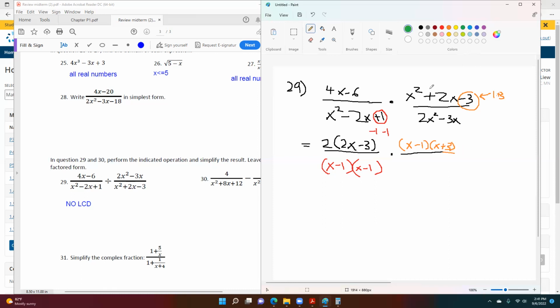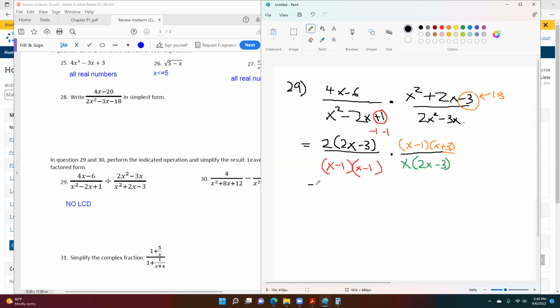And for the last one, which is this fellow, 2x squared minus 3x, can someone tell me what can be factored here? X. So you can factor out x as a GCF, and what you get when you factor x out from this is 2x minus 3. That's for the last one. And I think you know what to do.